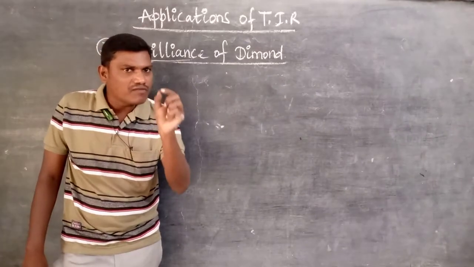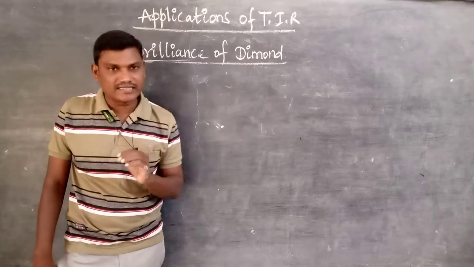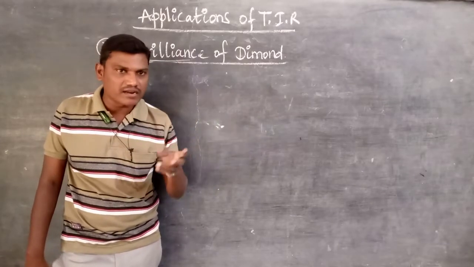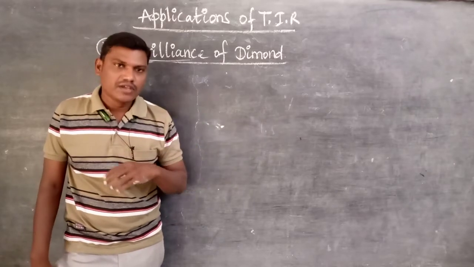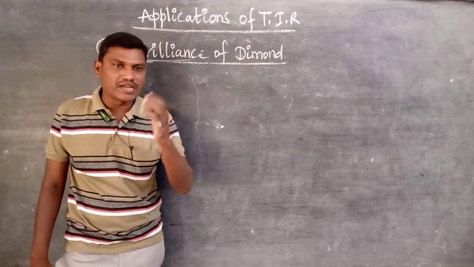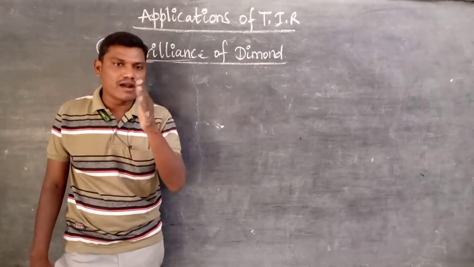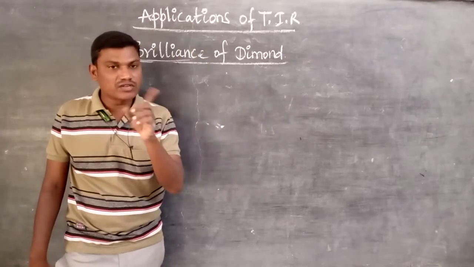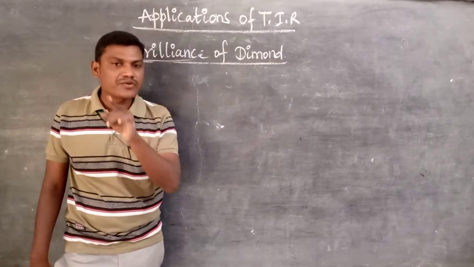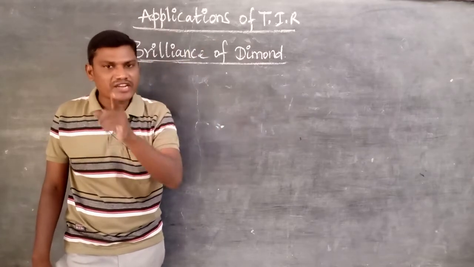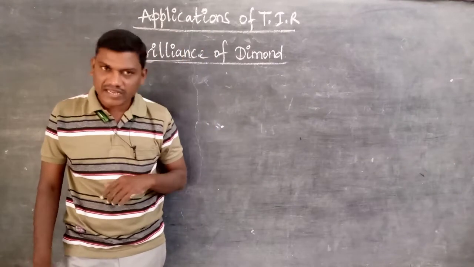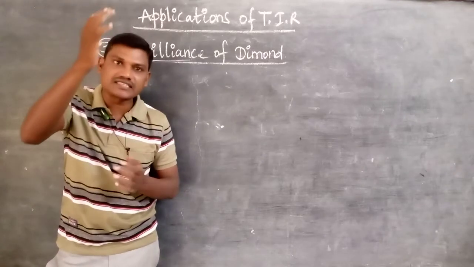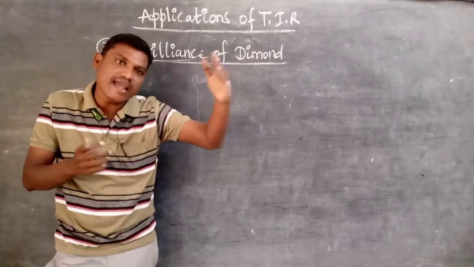the critical angle of diamond is very small when compared to other denser mediums, such as glass, water, kerosene, turpentine, whatever that may be. When compared to those, we know the relation between critical angle and refractive index: if the refractive index is less, the critical angle is more, because the two are inversely proportional. If the refractive index is more, the critical angle is less. That's why among all denser mediums, diamond has the higher refractive index, and that's why it has the lower critical angle.